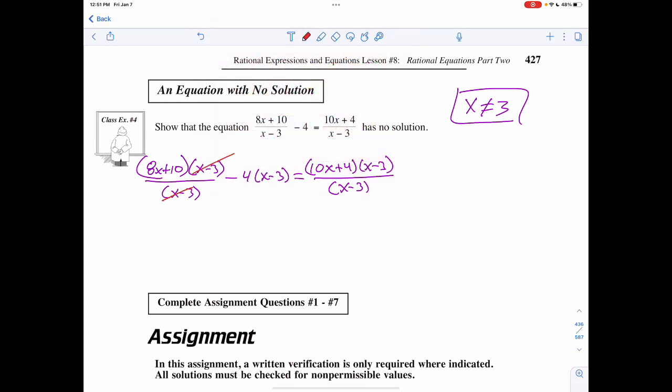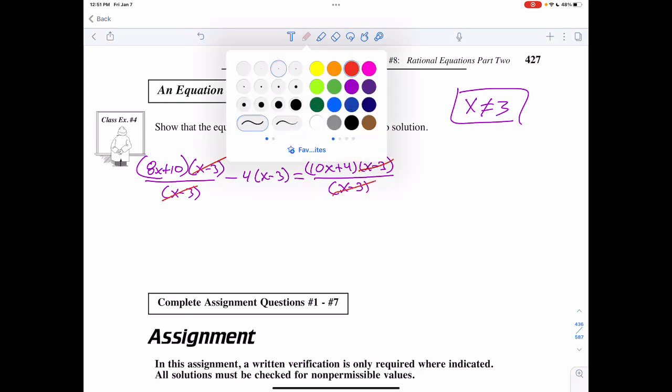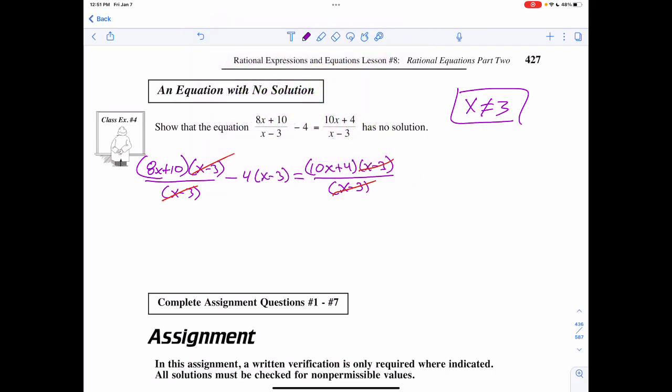I'm going to divide out the x minus 3 from the first and last term. And that's going to leave me with 8x plus 10 minus 4x plus 12 when I expand this out is equal to 10x plus 4. I'm going to group all of the x's together on the left-hand side. So 8x minus 4x minus another 10x should leave me with negative 6x.